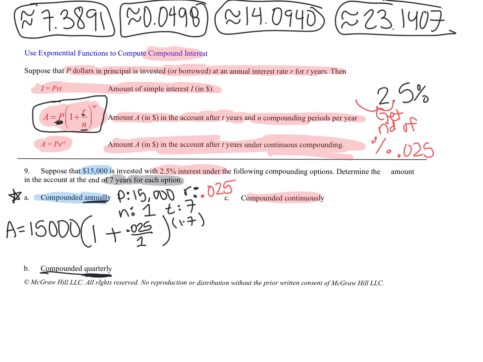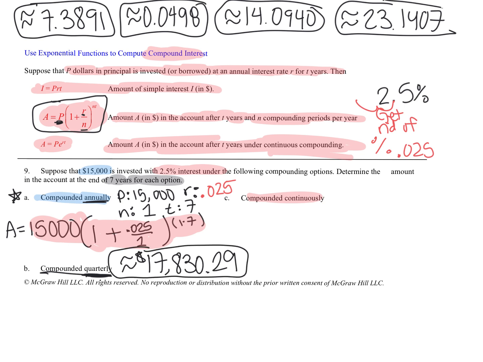Now what I tell my students is to very carefully type this entire thing into your calculator all at once. Use your parentheses, use your fraction key, use your power key, and I would give you a moment to do that. So you might try that in your calculator. And if you do it correctly, you should end up with approximately $17,830.29. All right, that is compounded annually.